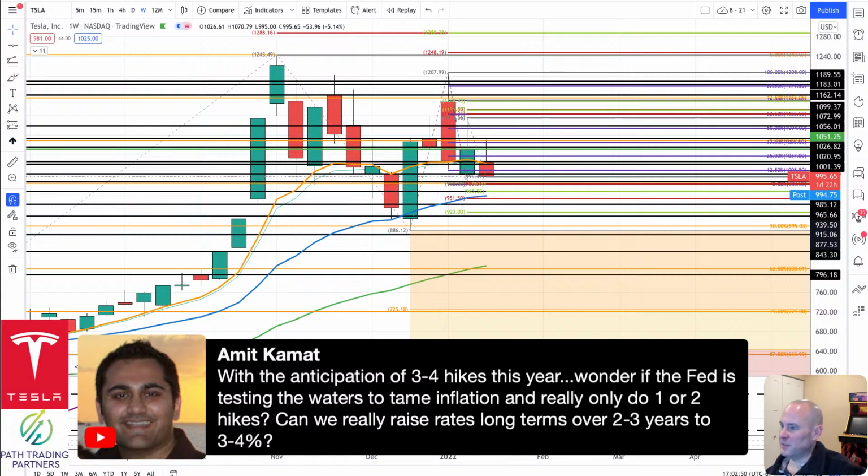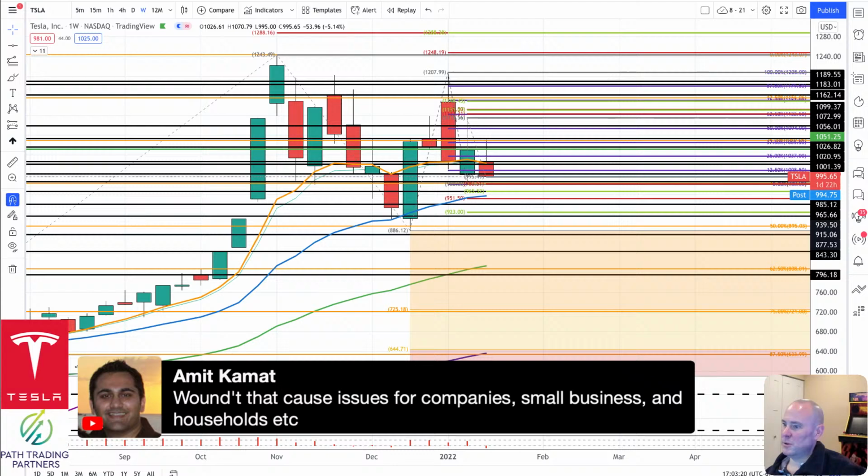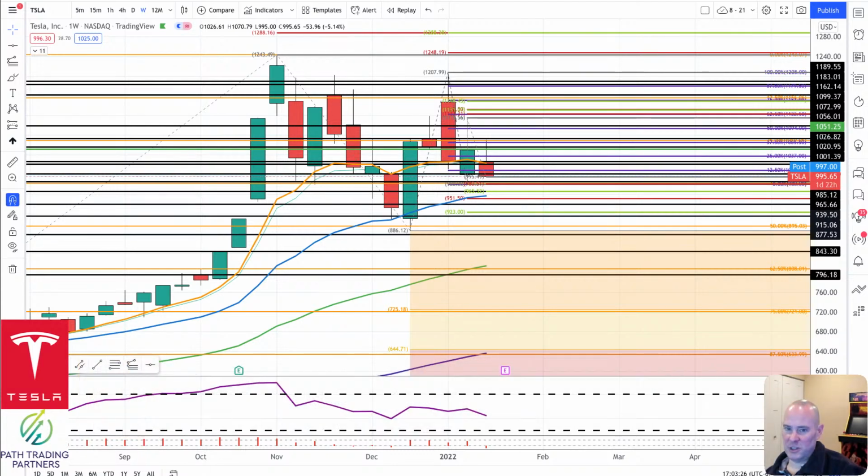With anticipated 3 to 4 hikes this year, I wonder if the Fed is testing the waters to tame inflation. Can they? I don't think they can get to 3 to 4%. I think they have to start hiking to do something with inflation, but then we'll see if they put the Fed put back in place. Oh no, we're doing too much damage to the markets. Let's try to start QEing again and cutting again before we've really tamed inflation. That's where it could get interesting. Wouldn't that cause issues for small companies? This year is going to be very interesting in terms of the markets and what the Fed is willing versus not willing to do longer term.